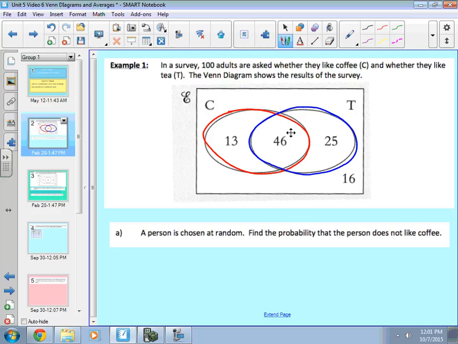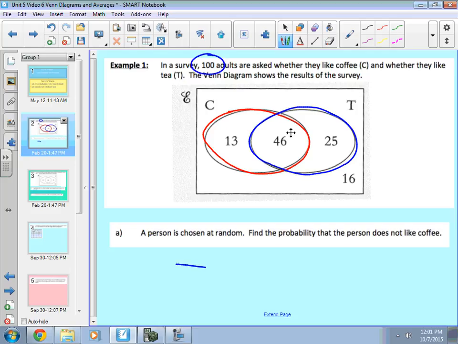So what we should be able to do from here is answer some questions about probability and how many people like each. So part A says a person is chosen at random. Find the probability that the person does not like coffee. Okay, so if we're going to find the probability that they do not like coffee, we need to look at that group of people over the total. Well, we know the total. They told us there's 100 people here.